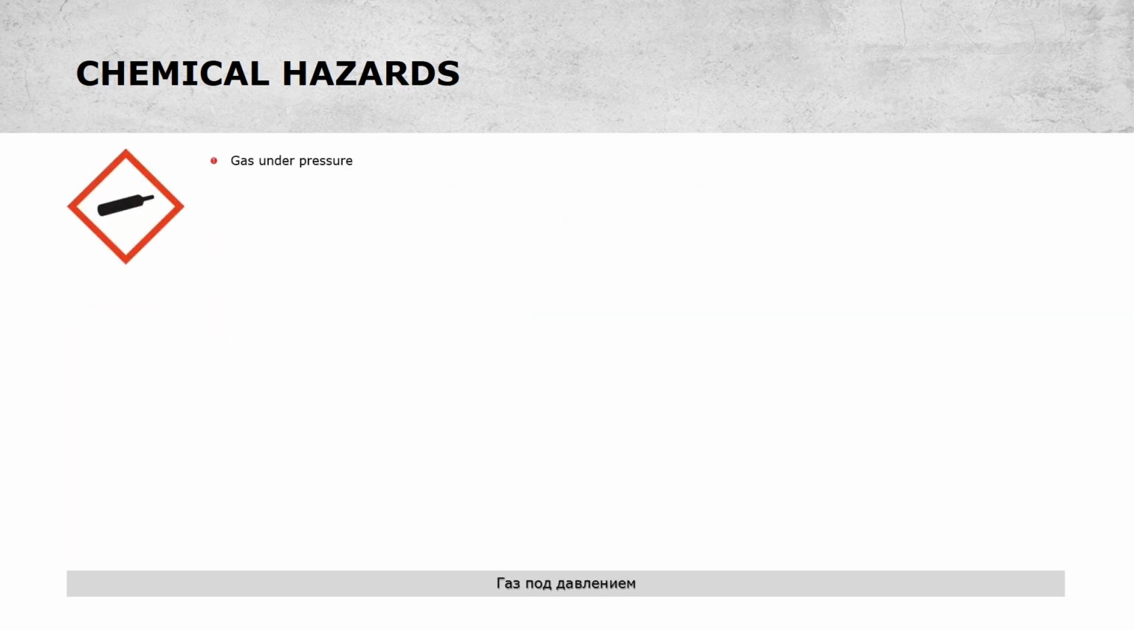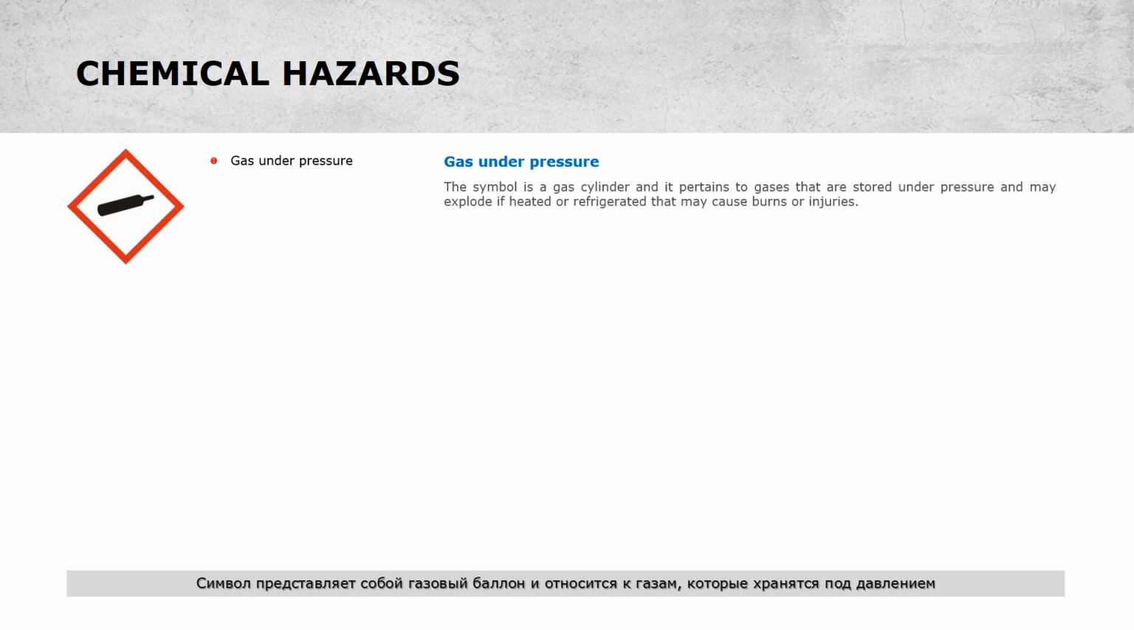Gas under pressure. The symbol is a gas cylinder and it pertains to gases that are stored under pressure and may explode if heated or refrigerated, that may cause burns or injuries.